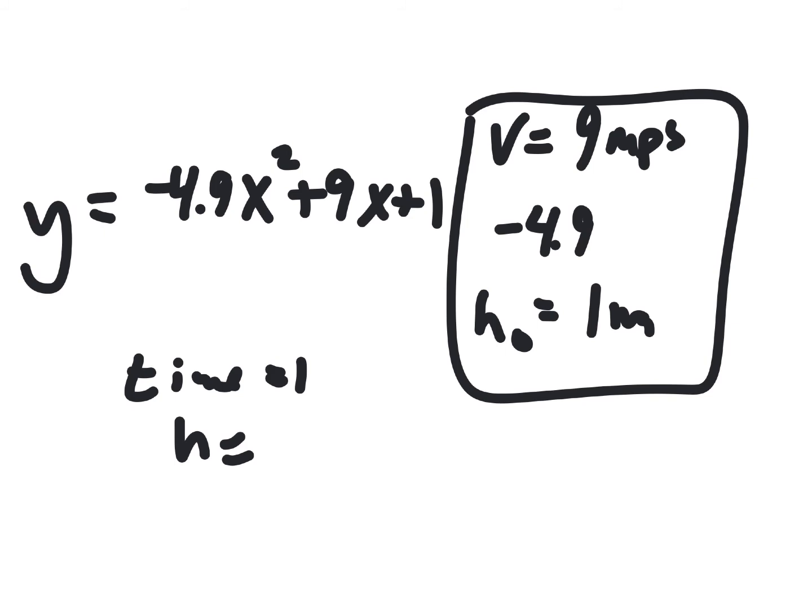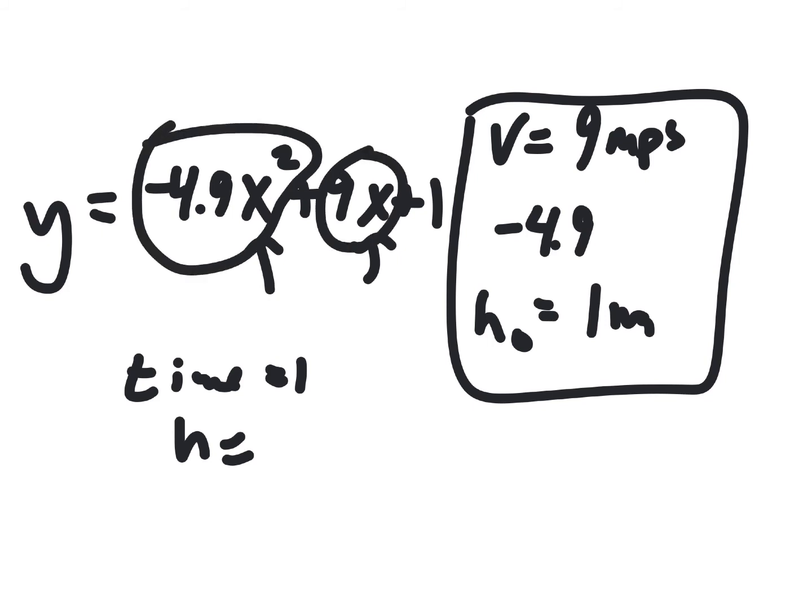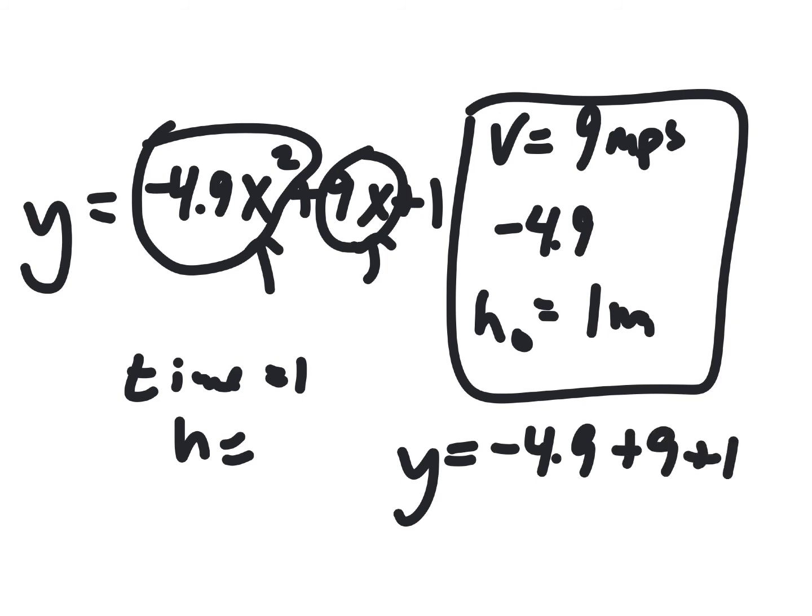I asked you, what if time was 1? Well, that's pretty easy. It just goes right there and right there. Okay, so then this part becomes negative 4.9, and that becomes 9. So y equals negative 4.9. And again, 1 squared is just times 1, plus 9 times 1, which is just 9, plus 1. And that's 10, so then it's positive 5.1, I think? Raise your hand if you had 5.1.